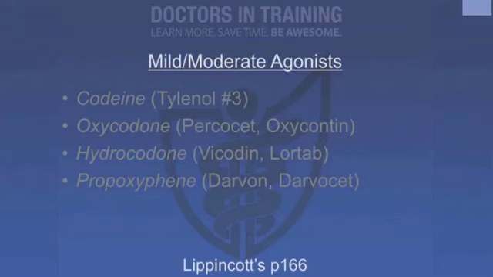And these are what we call partial agonists, or maybe weaker opioids. Now, similar in action to morphine, somewhat less efficacious. They're orally taken more often than not.